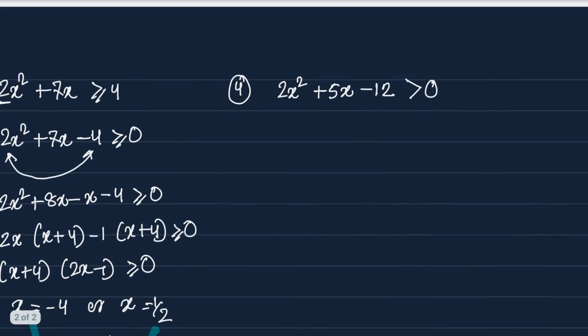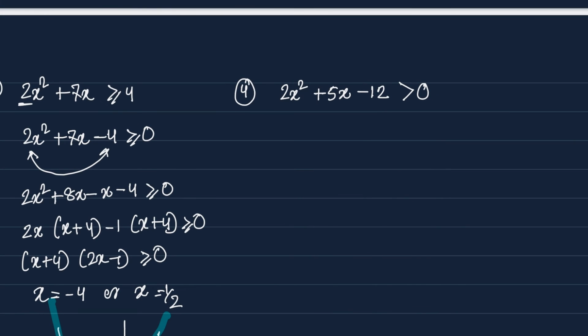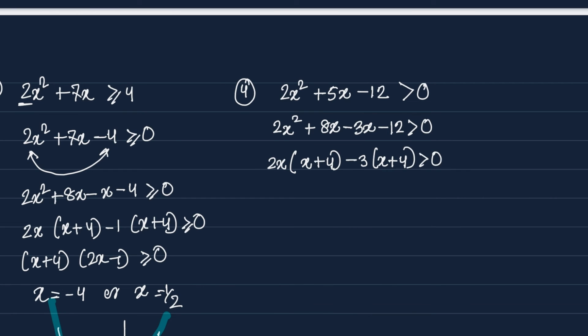Okay, our working proceeds as before. We want to factorize it. 2x squared plus 8x minus 3x minus 12 greater than 0. 2x(x plus 4) minus 3(x plus 4) is greater than 0. (x plus 4)(2x minus 3) is greater than 0. What are the critical values? x is equal to -4, x is equal to 3/2. So they say they want it to be greater than 0.